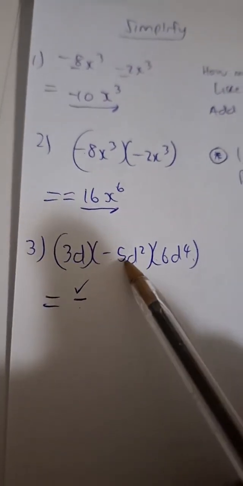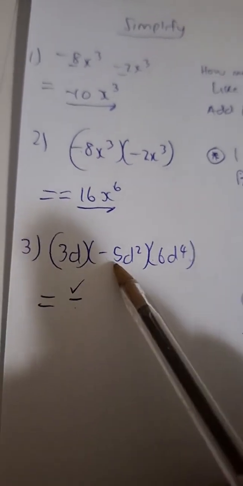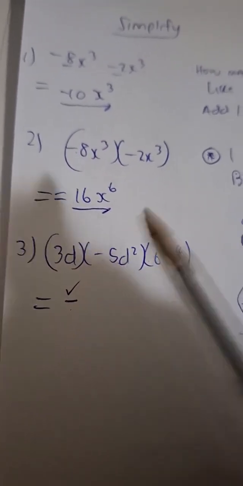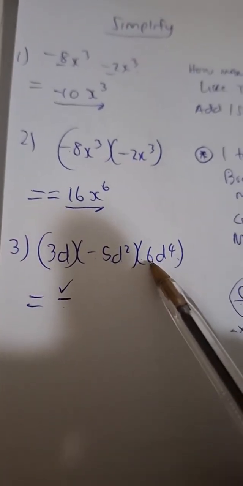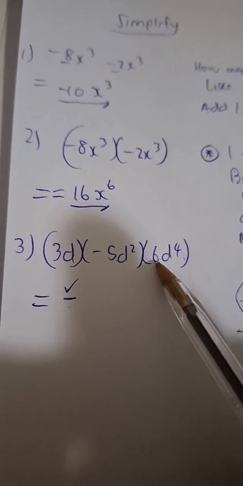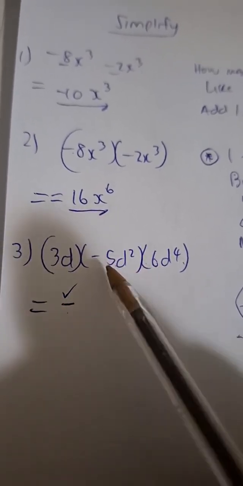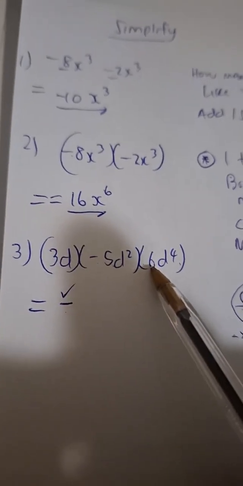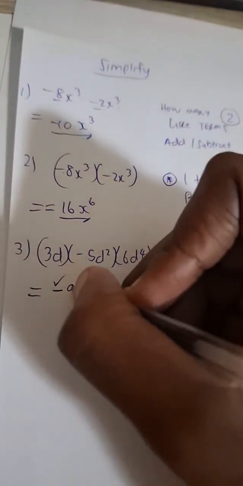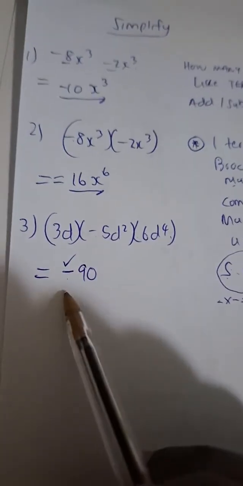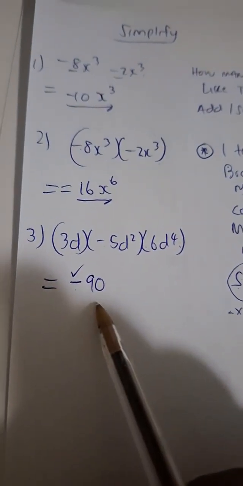3 times 5 times 6. What's 3 times 5? 15. What's 15 times 6? Okay, yes, 15 times 6 gives us 90. So the answer is negative 90.